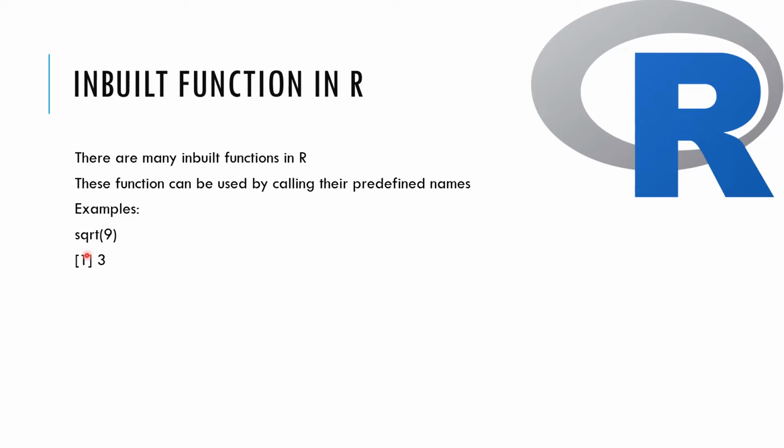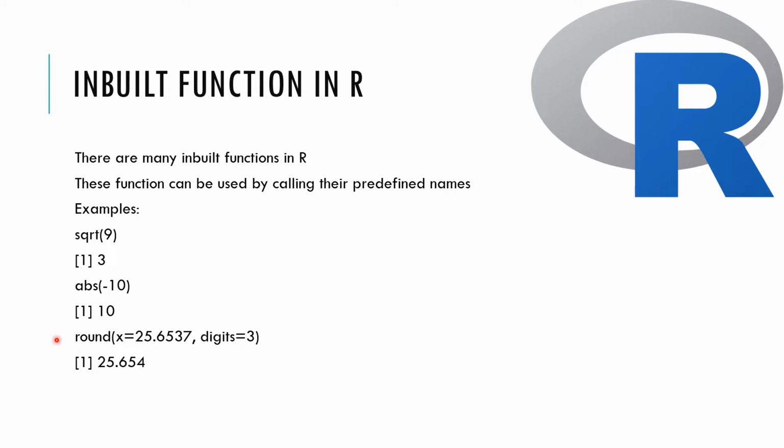For example, sqrt, which means square root. So square root of 9 is 3. Then abs, which will give you the absolute value. So the absolute value of minus 10 is 10.